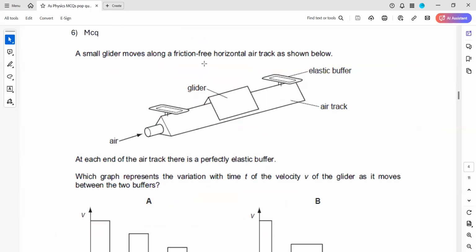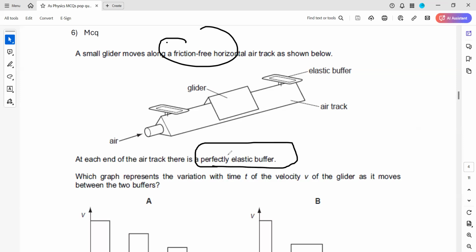Question 6, a small glider moves along a friction-free air track. So there is no friction to oppose the motion. At each end of the air track there are perfectly elastic buffers. What is the meaning of a perfectly elastic buffer? It means the same amount of energy is transferred back to the glider.